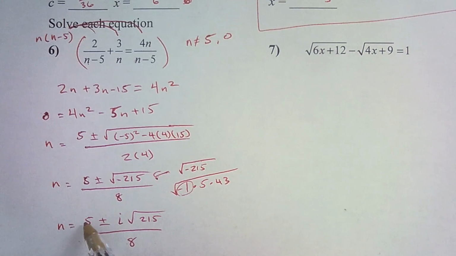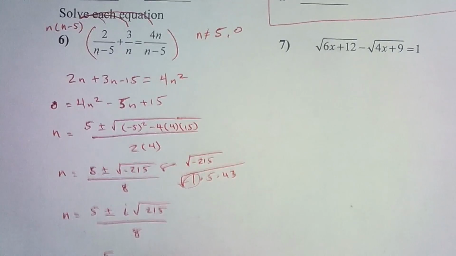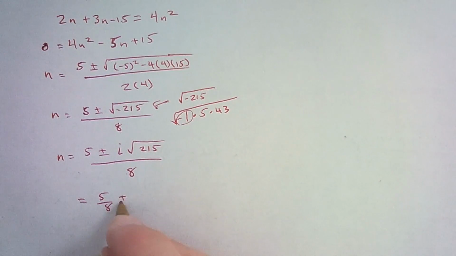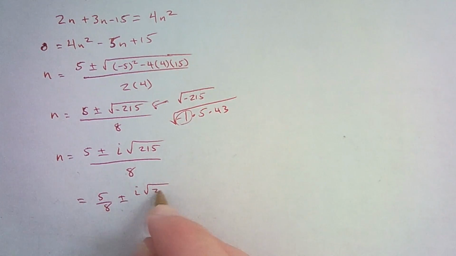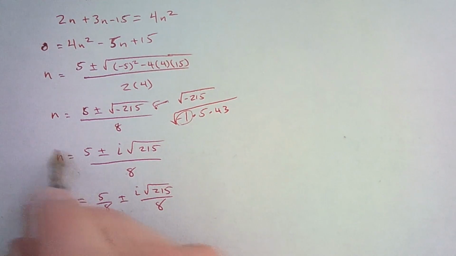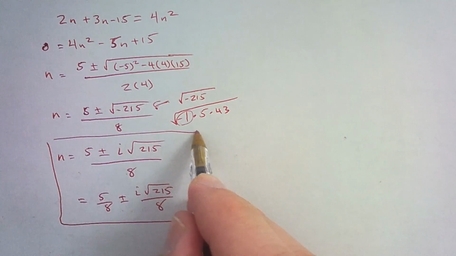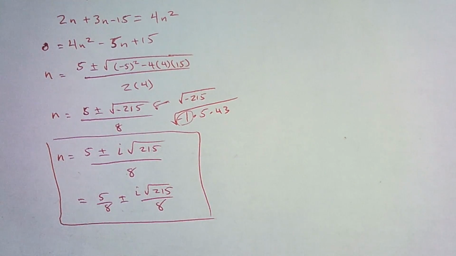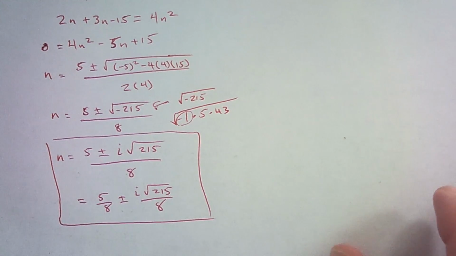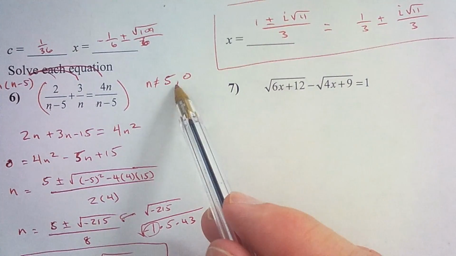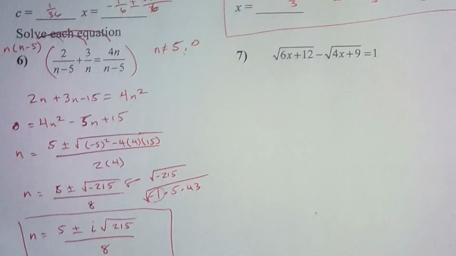Okay, now is there anything that goes into 5, 8, and 1? No. So that's my final answer, or I could write it as 5/8 plus or minus i times the square root of 215 over 8. So either of these versions of that solution is just fine. Okay, and neither of those are violating my domain where n can't be 0 or 5.